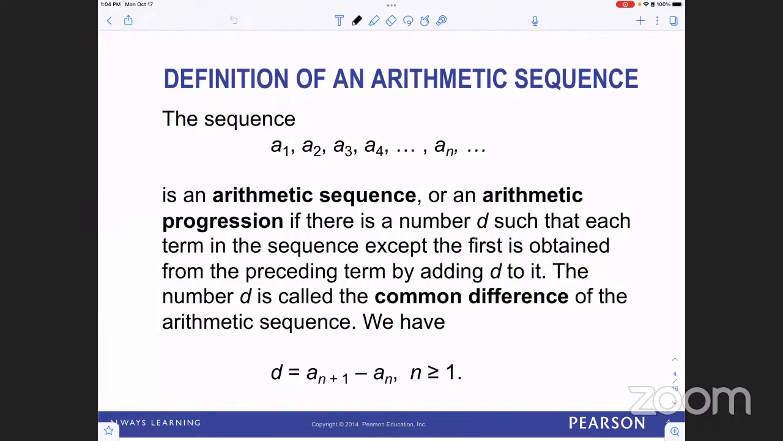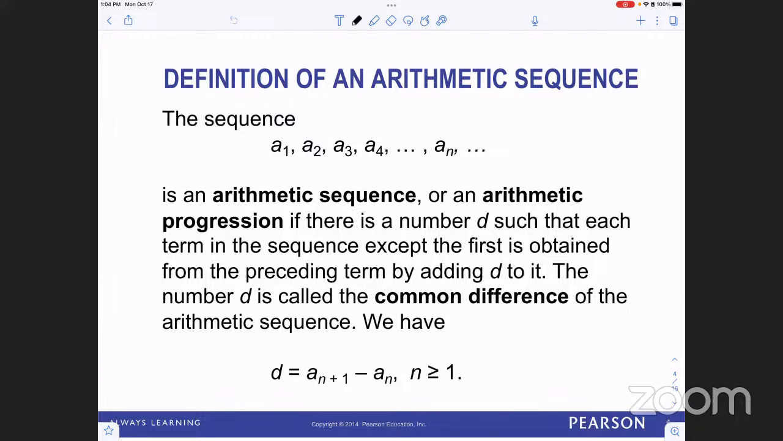So we have the definition of an arithmetic sequence. Like last time, we did an introduction to sequences, and we looked at arithmetic sequences and geometric sequences. Arithmetic was where we have a common difference. We're adding the same thing each step, might be a positive or a negative, but the same thing at each step. And then geometric would be where we're multiplying the same thing at each step.